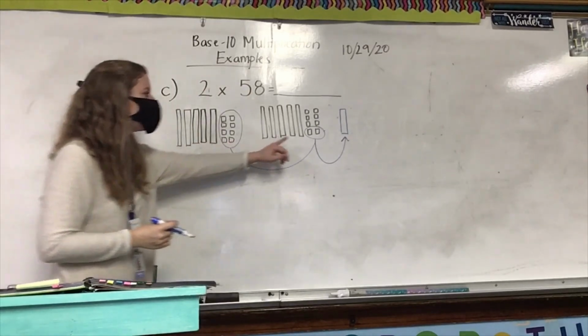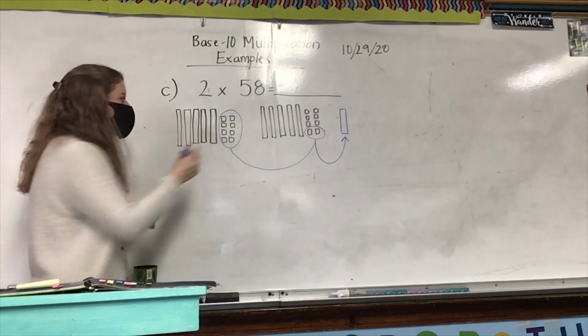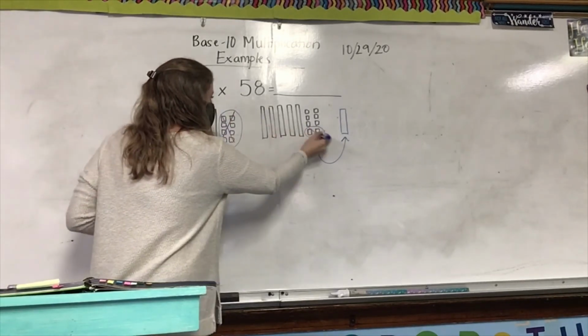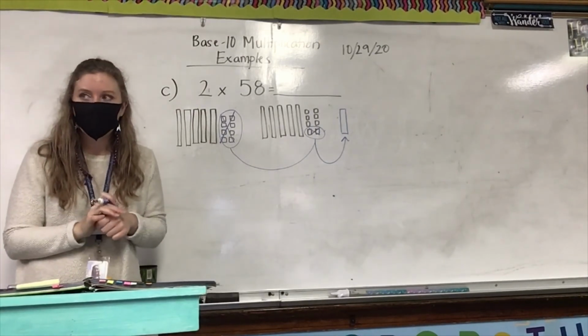Okay, what should I do with these ones that I regroup so I don't accidentally count them again? Cross them off. I'm going to cross them out. But I'm going to make sure not to accidentally cross out too many. Now what do I do, Carla?